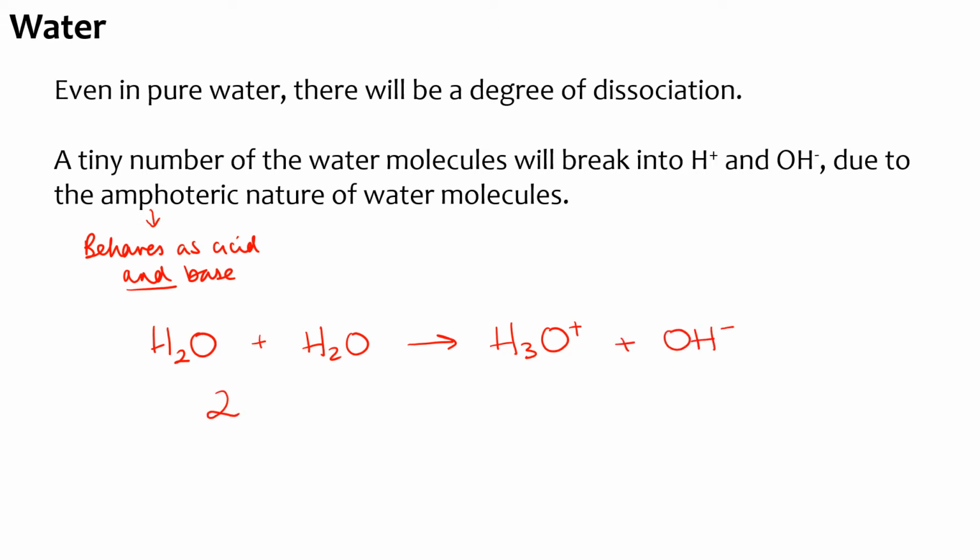Now, to make this a little bit more scientific, I'm going to use a reversible arrow because this is an equilibrium that sets up, and I'm going to put the state symbols in.